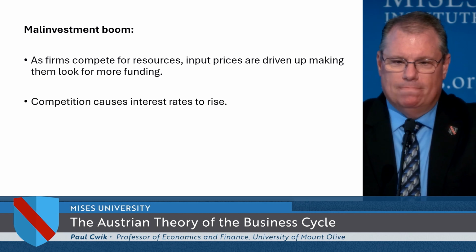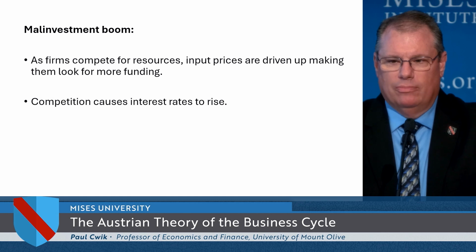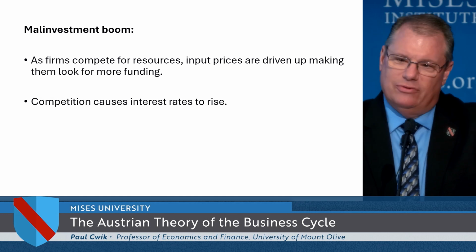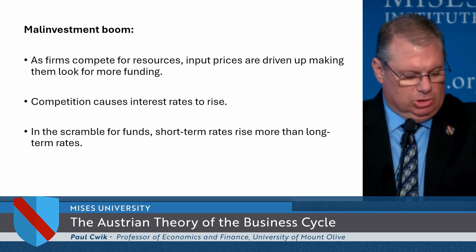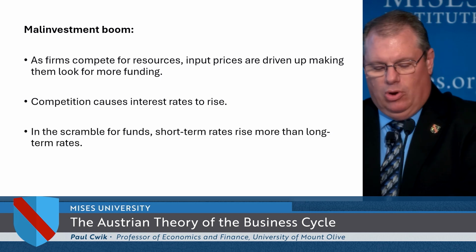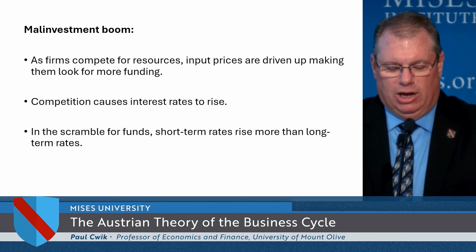So what do I want? I need more funding. I need to borrow more. That $100,000 that I borrowed is not enough, so I have to borrow more. What does that do to interest rates? People are scrambling for funds. Short-term rates are going up more than long-term rates.